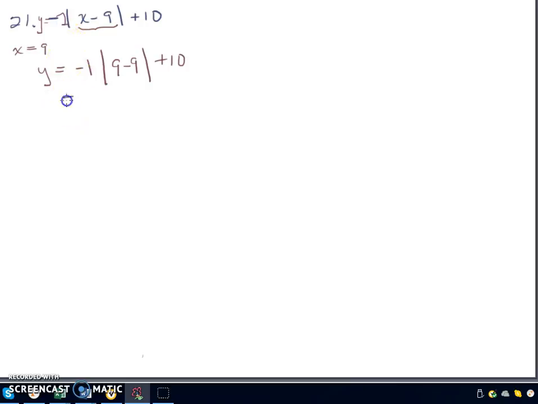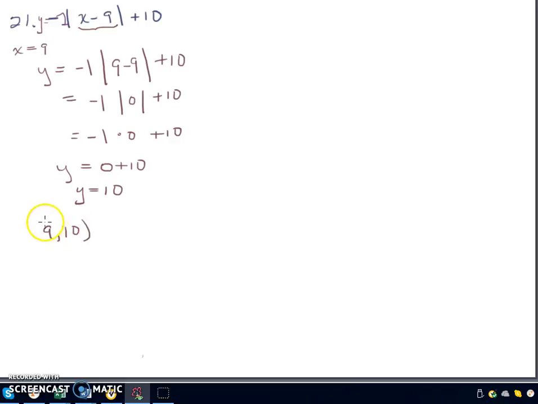So then we're going to have y equals negative 1 times the absolute value of 0 plus 10. Order of operations, that becomes negative 1 times 0 plus 10, which is going to be 0 plus 10. So y equals 10. So the coordinates of my vertex are going to be when x equals 9, y equals 10.